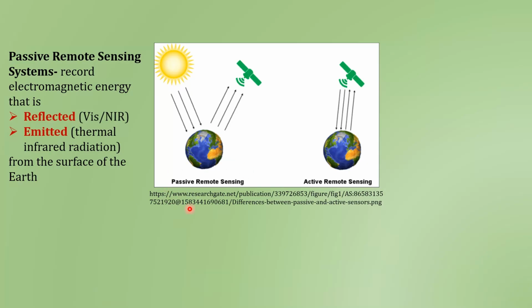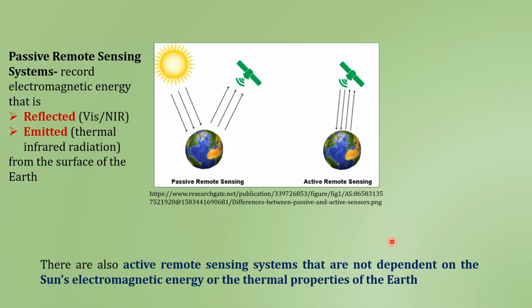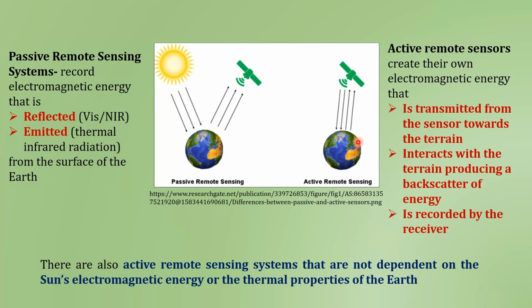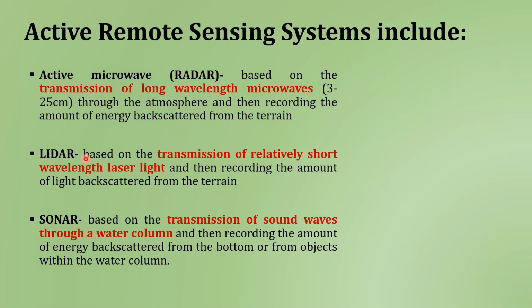But along with passive remote sensing systems, there are also active remote sensing systems that are independent of the sun's electromagnetic energy or the thermal properties of the earth. In an active remote sensing system, sensors create their own electromagnetic energy that is transmitted from the sensor towards the terrain. This electromagnetic radiation interacts with the terrain producing a backscatter of energy, and this backscattered signal is recorded by the receiver. Active remote sensing systems include radar, LIDAR, and sonar.